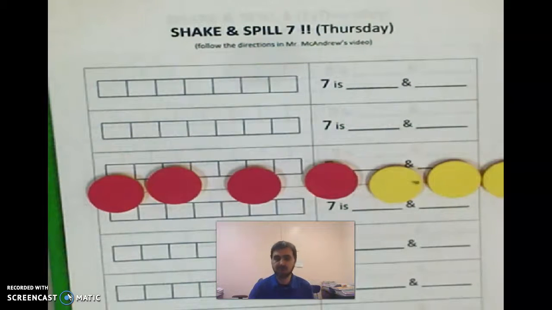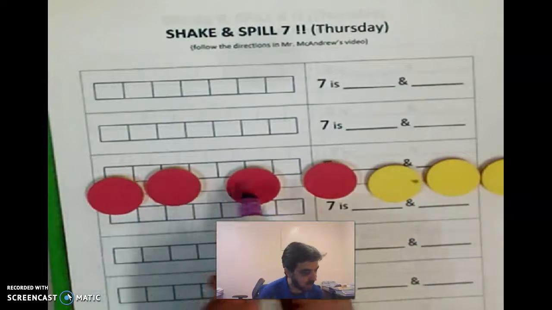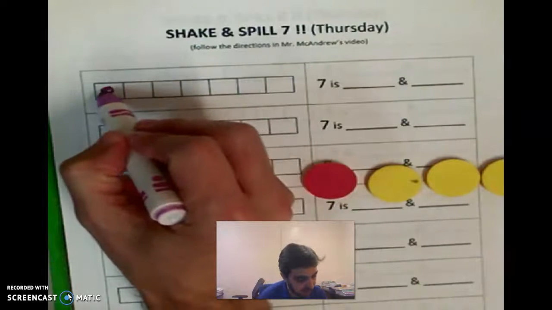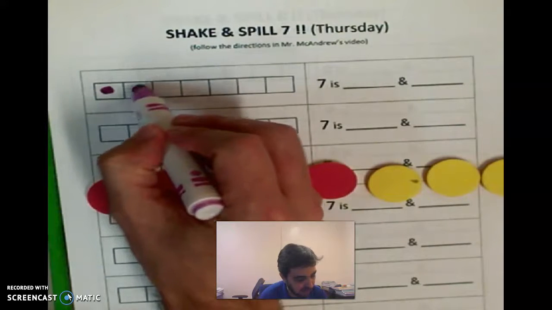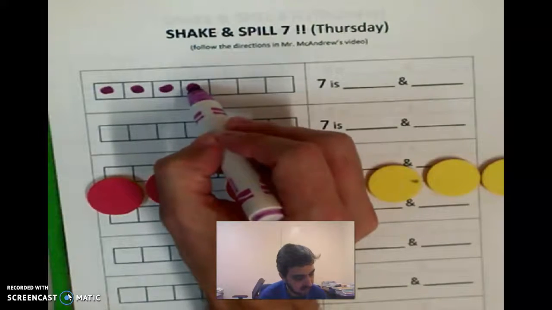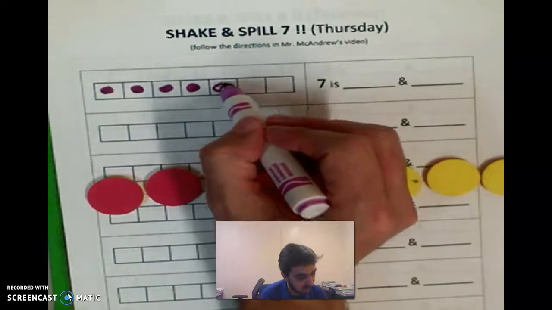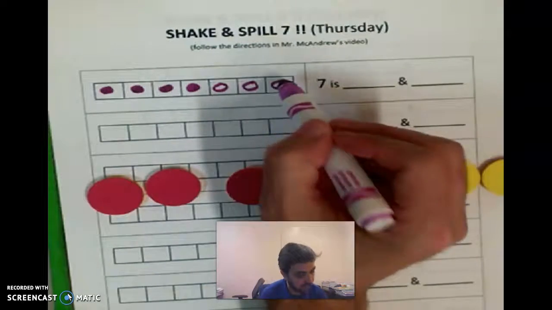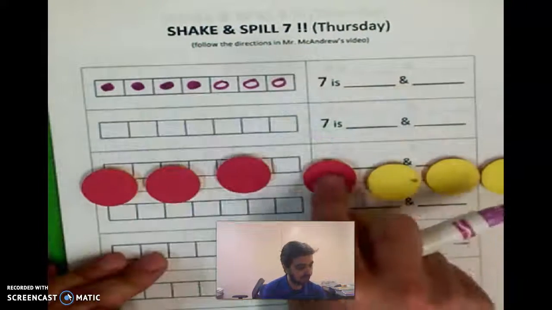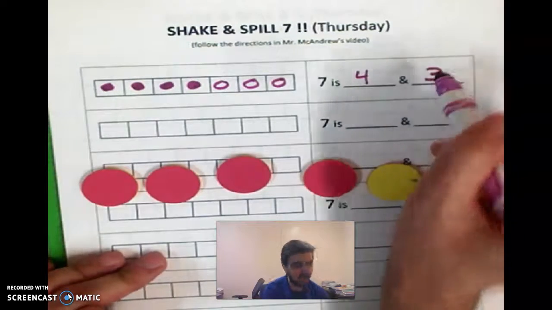Now we want to record what we just found out, which is that there's 1, 2, 3, 4 reds. Okay, so we remember for reds we just color it in like a big dark circle. Okay. Now for the yellows we don't color it in. We just do a circle. 1, 2, 3. So 4 reds, right? Right here, 4 reds, and then 3 yellows. So 7 is 4 and 3.